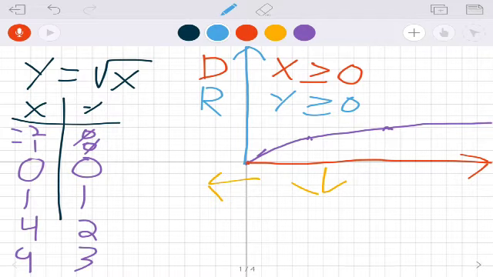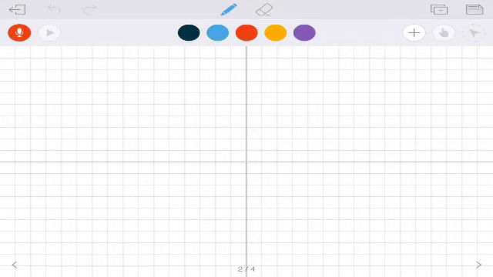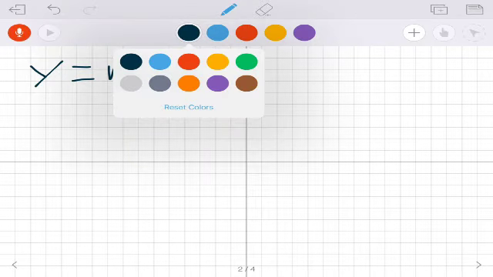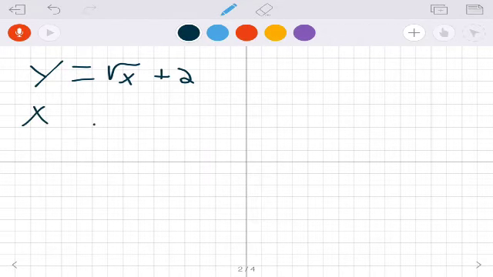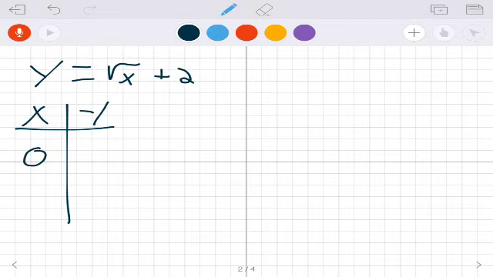Now, like we've seen before, what does this look like when we start adding some things on? So y equals square root of x plus 2. Well, just like we saw before, we're going to see a very similar result here. In our table of x and y, we put in 0, and what do we get? Square root of 0 is 0, plus 2, so 2. We put in 1, and we get 3. We put in 4, and we get 4.